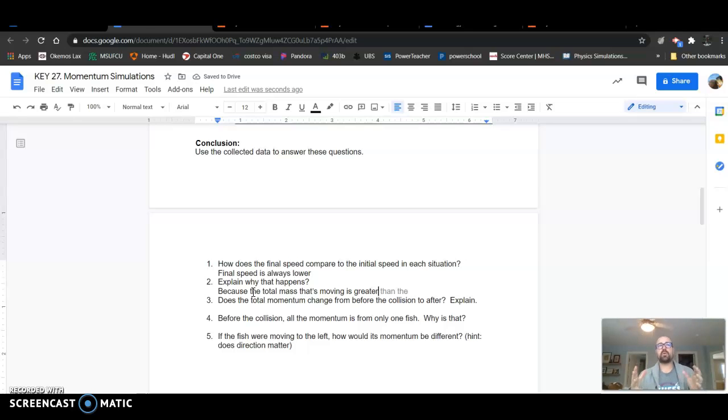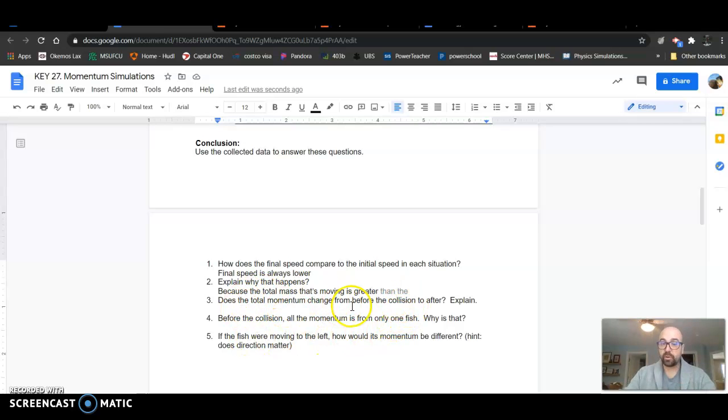If we picture two objects, like let's say a car and a truck, if they have the same momentum, then the car has to be going faster. That's the same as the little fish before being the only one moving, so it has to be moving faster than the two fish together.